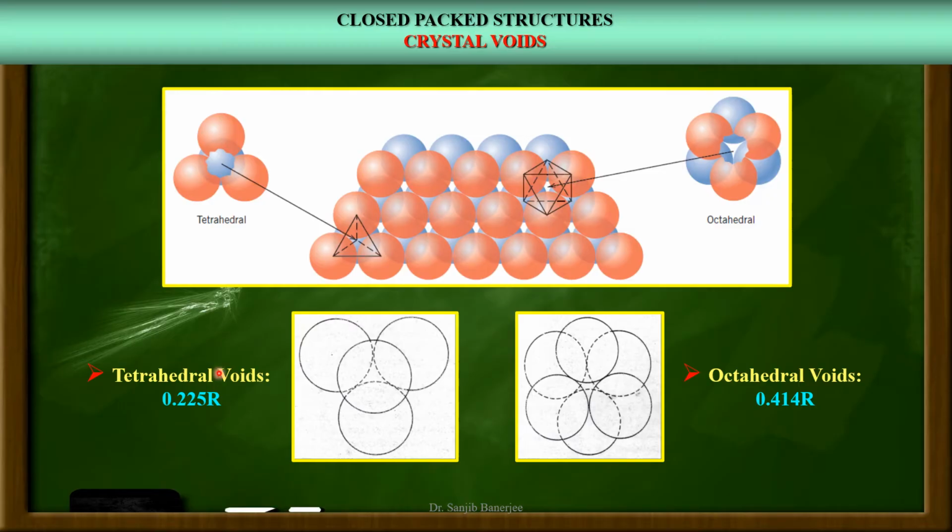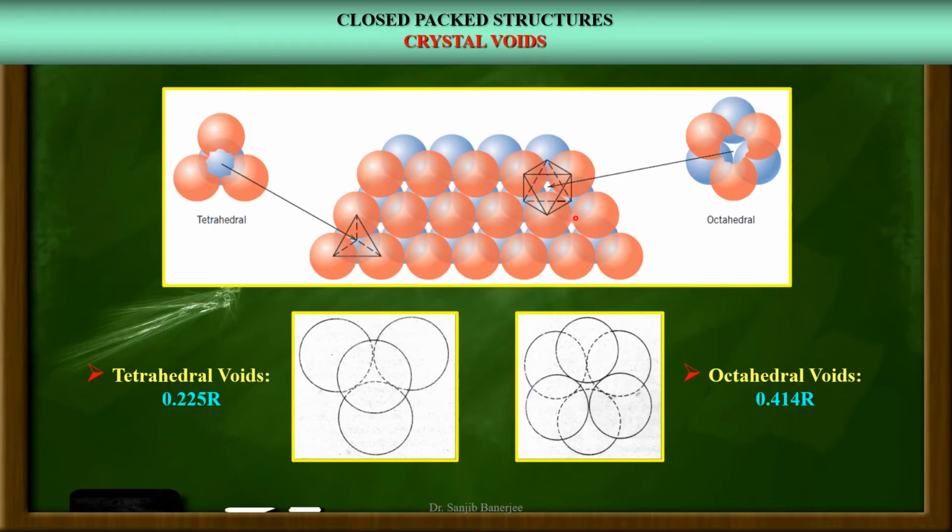Next we come to the octahedral voids. Here in this figure we can see that in case of octahedral voids there are three spherical atoms at the bottom plane and another three spherical atoms at the top plane, and the empty space that we get in between these two planes forms the octahedral void.